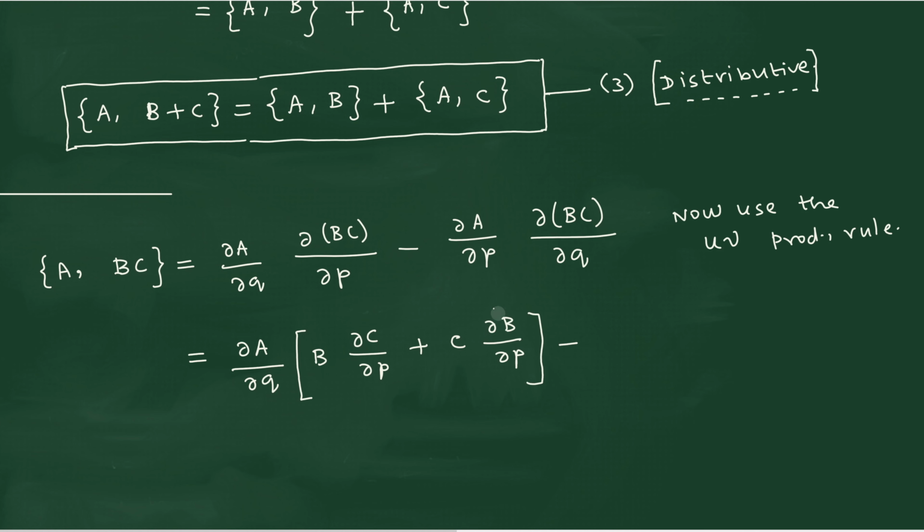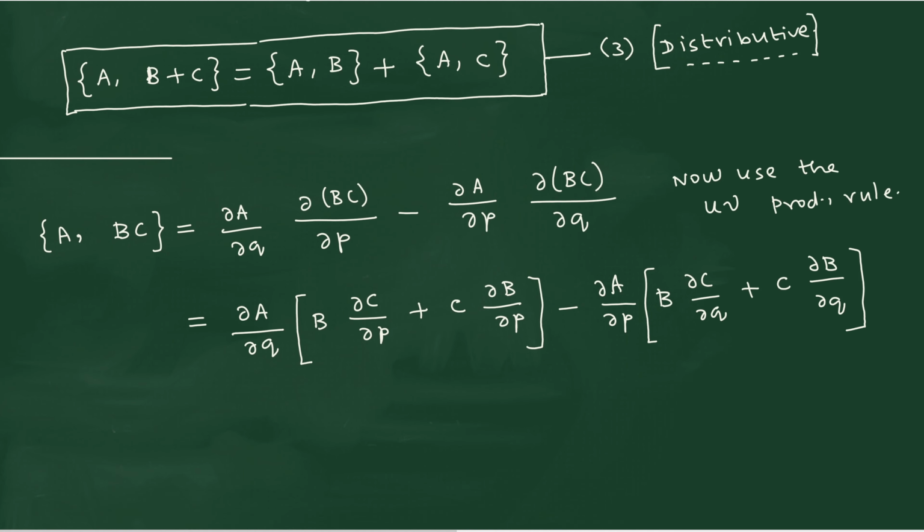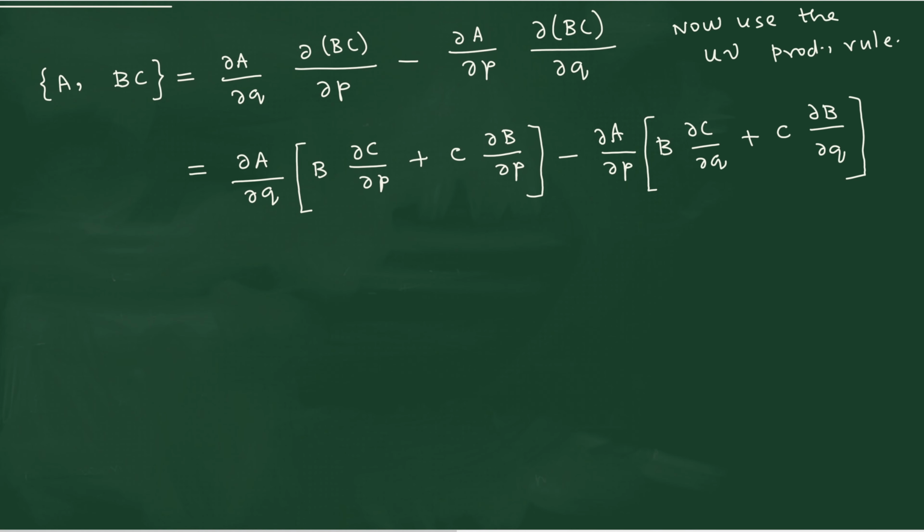Then you have a minus, because minus is there. You have ∂A/∂P multiplied by B multiplied by ∂C/∂Q plus C multiplied by ∂B/∂Q. Close the bracket. This is what you'll have to simplify. And remember that simplifying means you don't write all the expression once again. We don't want such a lengthy expression. That is why we are using the Poisson bracket, in fact.